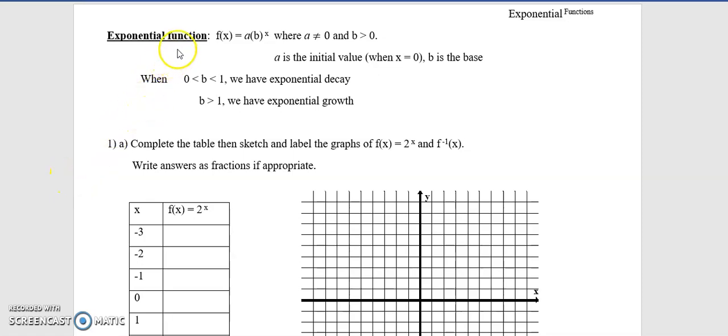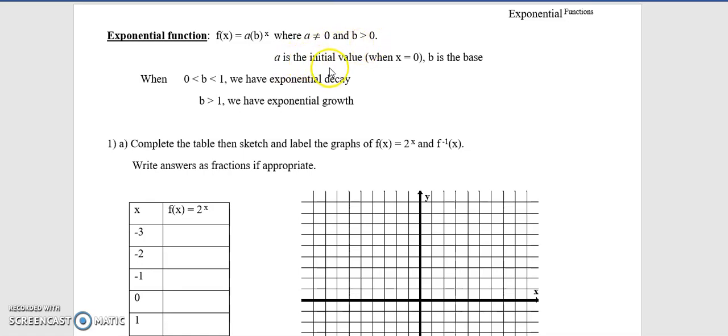We look at exponential functions, and exponential functions are of the form a times b to the x. Remember that x is an exponent here. That's what makes it exponential, is your variable is going to be the exponent. A does not equal 0, and b has to be positive, so greater than 0.